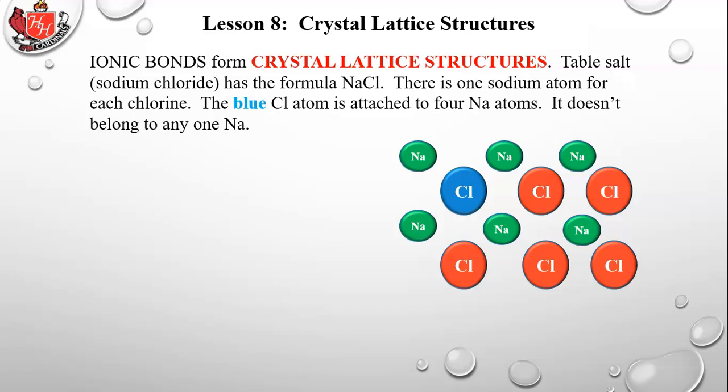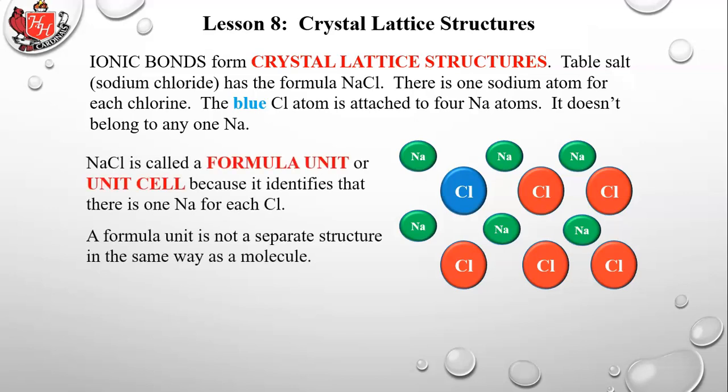Similarly, the next sodium chlorine over is bonded to the 4 sodiums around it. Similarly, the sodium that's kind of in the middle there is bonded to the 4 chlorines that are around it. So even though there's a one-to-one correspondence, which we call NaCl, meaning 1 Na for every 1 Cl, it's not that the Cl belongs to any one sodium there, or the sodiums belong to any one chlorine. NaCl is called a formula unit or unit cell because it identifies that there is one sodium for each chlorine.